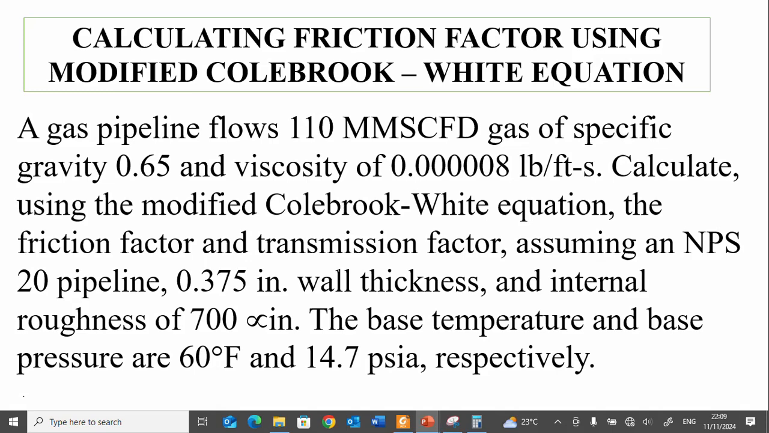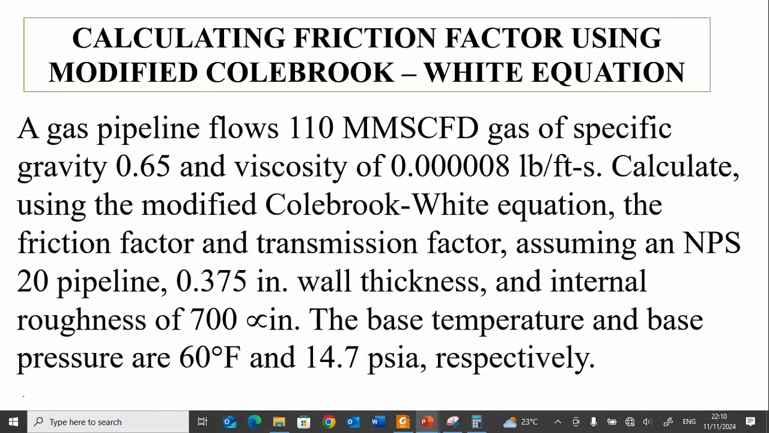This video is all about a gas pipeline that flows at 110 million standard cubic feet per day of gas at specific gravity of 0.65 and viscosity of 0.00008 pounds per feet second. Calculate, using the modified Colebrook-White equation, the friction factor and the transmission factor.